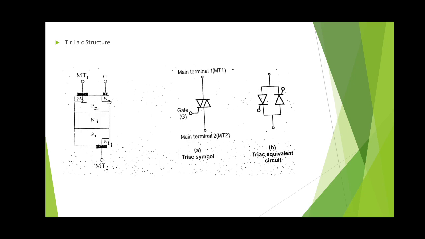Its symbol and construction we have seen in the figure. So the structure of TRIAC we have seen, observe. The terminal MT1 is connected to layers N2 and P2. Similarly, the gate is connected to 2 layers, that is N3 and P2. MT2 is connected to 2 layers, that is N4 and P1. That's why this is a bidirectional device which will allow the flow of current in both directions.